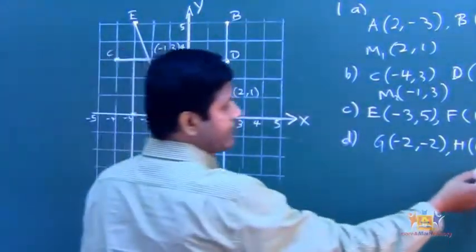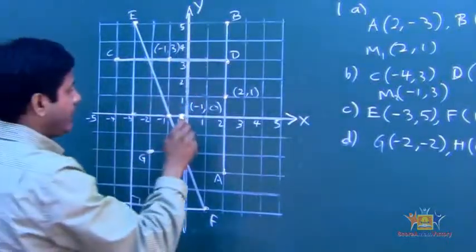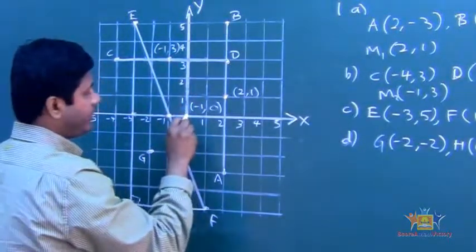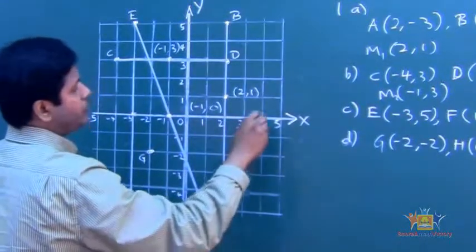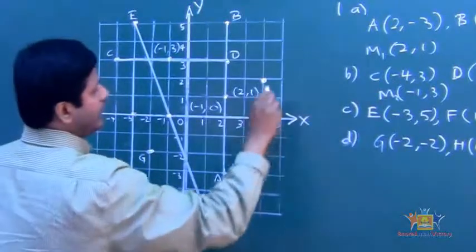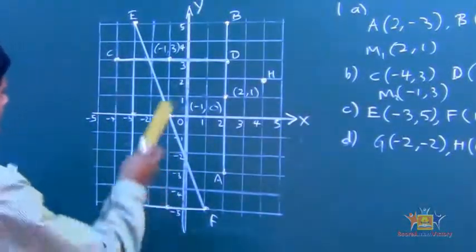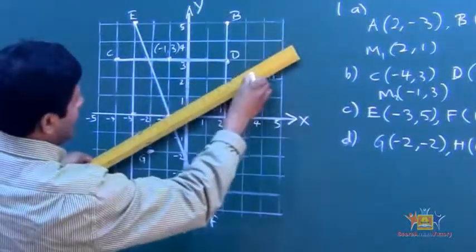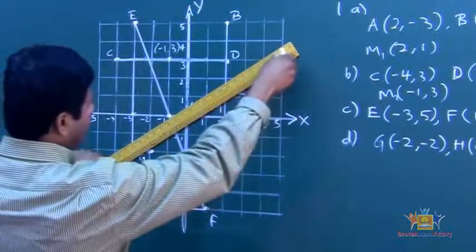And then H is (4, 2), so x, y: that means right by 4, up by 2. The reference point is (0, 0), the origin. 1, 2, 3, 4. Up by 2: 1, 2, right there. And that's your H. So now we're going to join G and H, so let's line it up, and then we're going to find the midpoint.